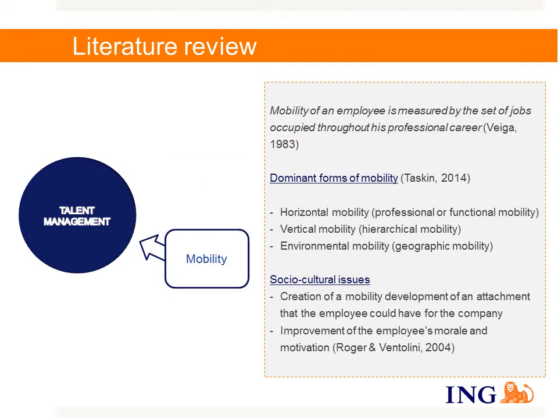First of all, mobility of an employee is measured by the set of jobs occupied throughout his professional career. Moreover, 3 types of mobility exist: horizontal mobility, which is a professional or functional mobility. Another one is vertical mobility, which is a hierarchical mobility. Finally, environmental mobility, which is a geographic mobility. All these types of mobility have strategic and socio-cultural impact for the employees and the company. In fact, mobility allows employees engagement in front of the company, and it generates motivation.